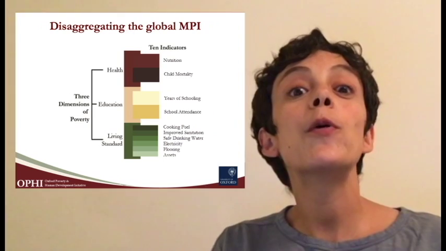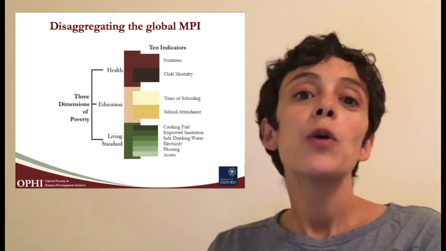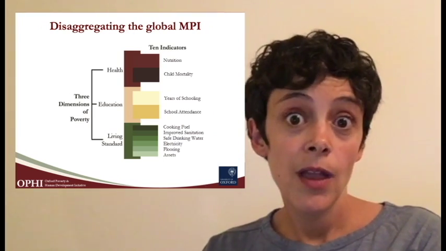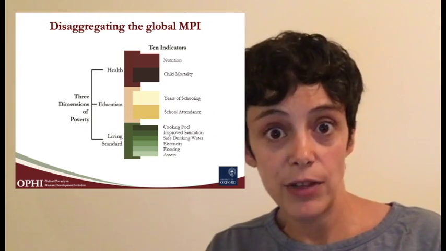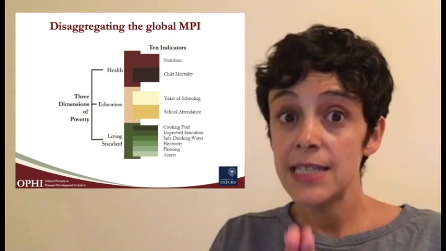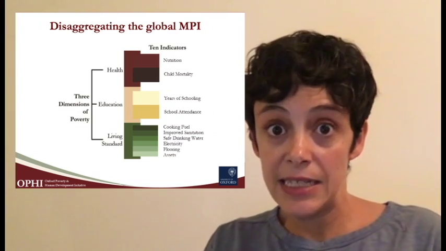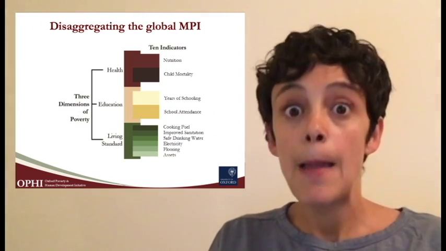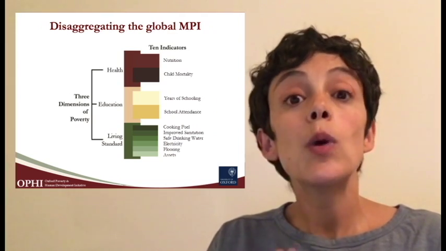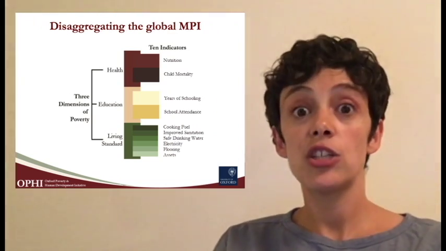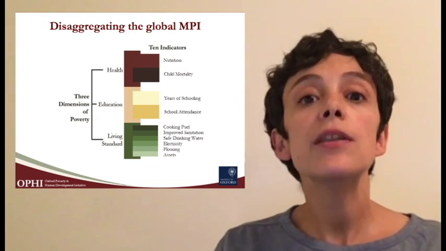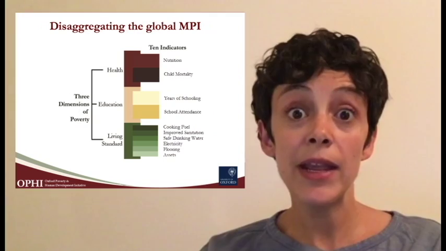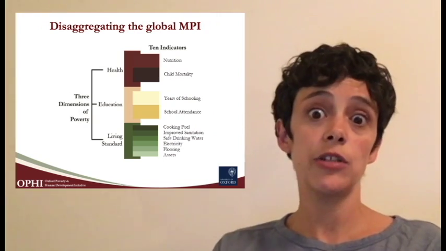The starting point is the global MPI, which is a household level measure. What I mean is a measure that identifies poverty at the household level. OFI has disaggregated the 2017 global MPI results by age groups to analyze the particular situation of 1.8 billion children living in the 103 countries covered by this year's results.